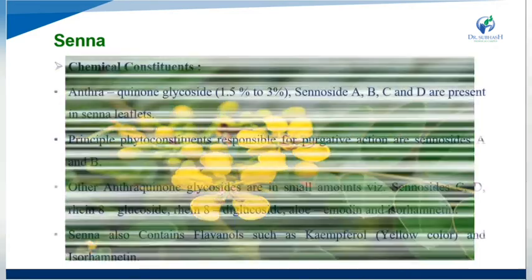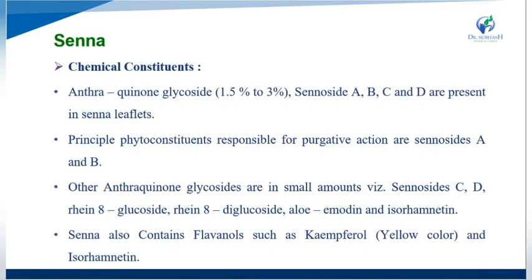Okay. Now we see the chemical constituents of the senna. So anthraquinone glycosides are present at around 1.5% to 3% in ratio. Okay, then sennosides are present in the anthraquinone glycoside. Mostly sennosides A, B, C and D. These four sennosides are present in the anthraquinone glycoside.